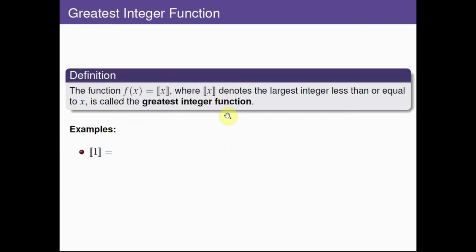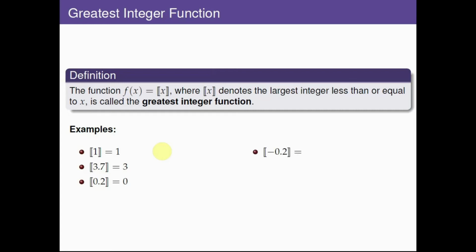Halimbawa, hanapin daw natin ang GIF ni 1. So, ano ang greatest integer less than or equal to 1? 1 is already an integer, so this should be 1. What about the GIF of 3.7? Ano yung pinakamalaking integer na mas maliit kay 3.7? It's 3. What about the GIF of 0.2? What is the greatest integer less than or equal to 0.2? That is 0.